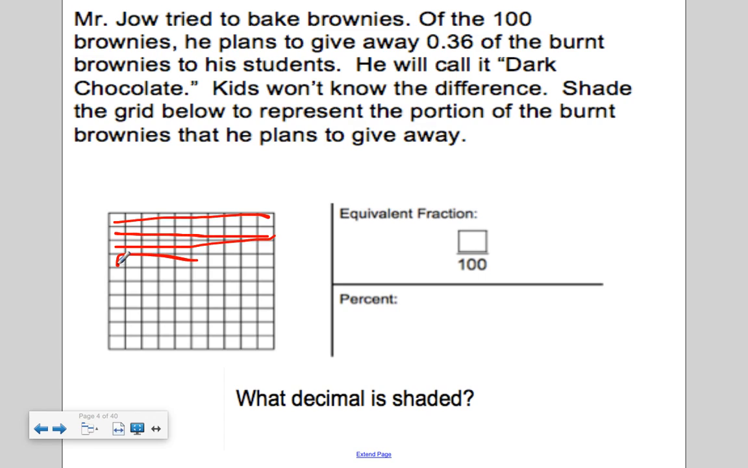But shade the grid below to represent the portion of the burnt brownies he plans to give away. I plan to give away 36 of the 100 or 36 hundredths. How would I write that as a decimal? 36 hundredths. And what percent is that? 36%, because again, a percent is anything per 100. So that's the answer.